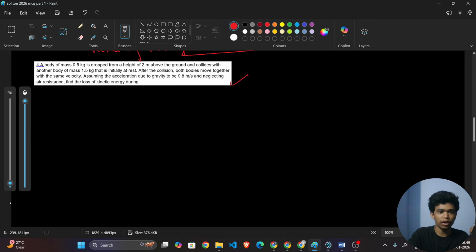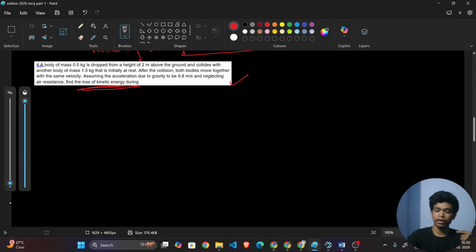A body of mass 0.5 kg is dropped from a height of 2 meter above the ground and collides with another body of mass 1.5 kg that is initially at rest. After collision, both bodies move together with the same velocity. Assuming acceleration due to gravity is 9.8 m/s squared and neglecting air resistance, find the loss of kinetic energy. So these kinds of questions are expected.